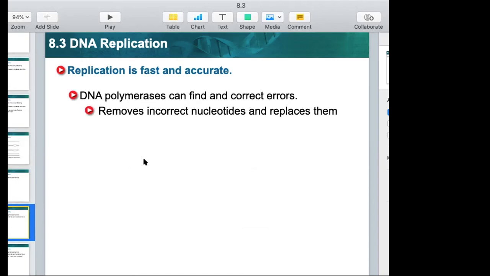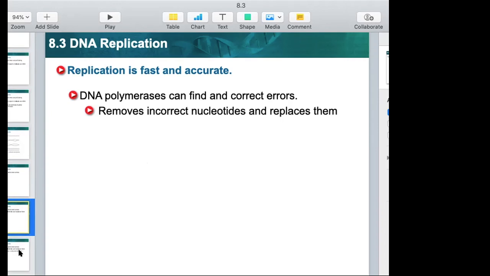Yeah, so if A is supposed to go with T and your body puts a G in there, then it corrects that and puts in the right nucleotide. Now, if it misses these and it continues on, that could cause cancer. And so if you have cancer, sometimes what happens is the DNA had a mistake in the code and your body didn't catch it. And you now have a mutated cell, which can be cancerous.